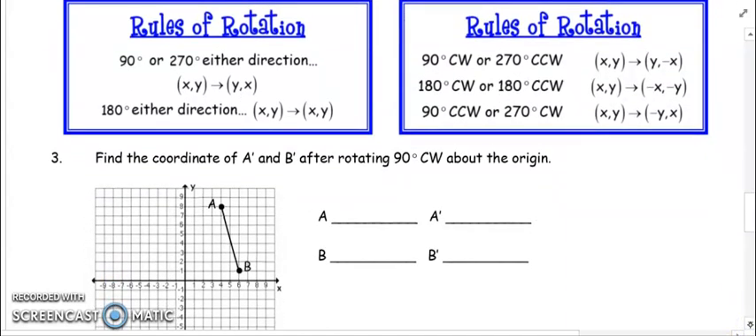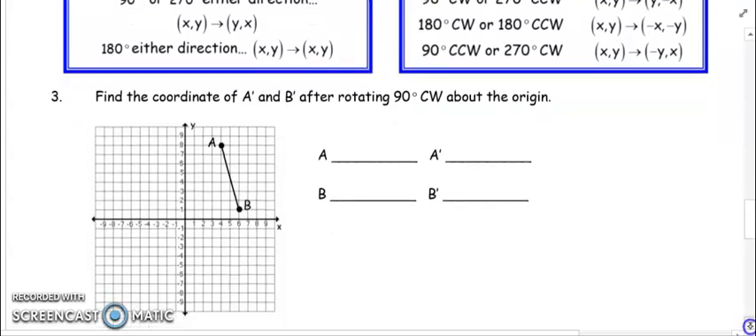So the rules of rotation, keep in mind we had 2 different sets. My class focused on this first one here on the left side. If we were rotating 90 degrees or 270 degrees in either direction, we would flip the x and the y coordinate and then make sure that our signs were appropriate based on whatever quadrant it was in. If we were rotating 180 degrees in either direction, we would keep x and y in the same order, and then again make sure that our signs were appropriate for whatever quadrant we were going to be in.